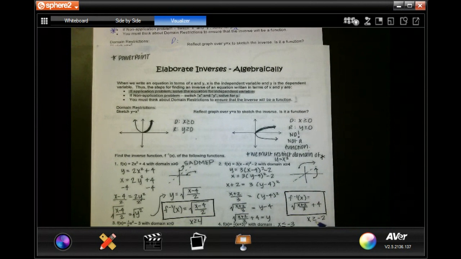Take a look at the domain restriction here. If you have anything below -2, if you had like -3 here, -3 plus 2 is -1, and you can't do the square root of -1. It's undefined. Make sure you've got the inverse function notation. Check all the math. Finish up 3 and 4, and I'll see you guys tomorrow.